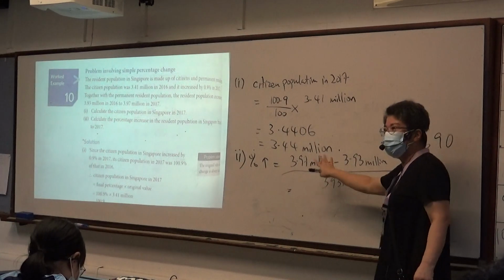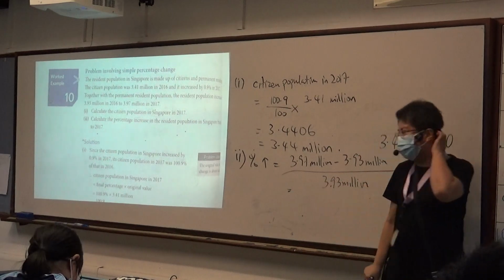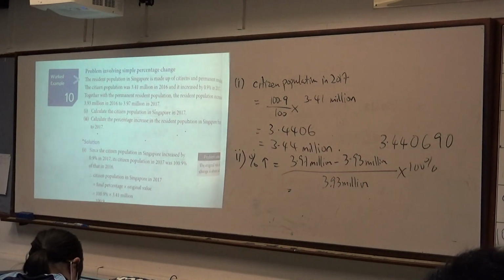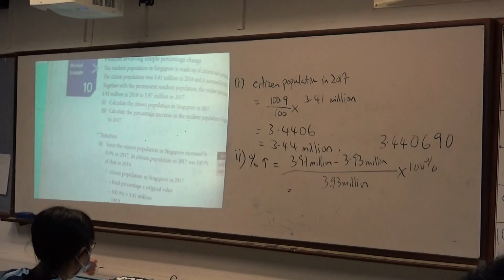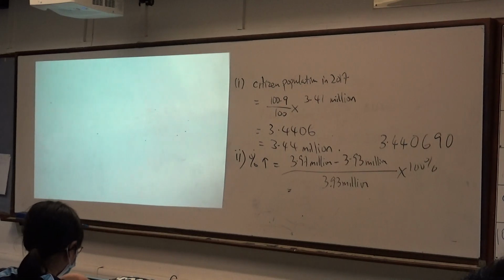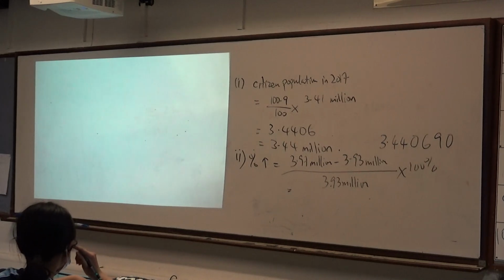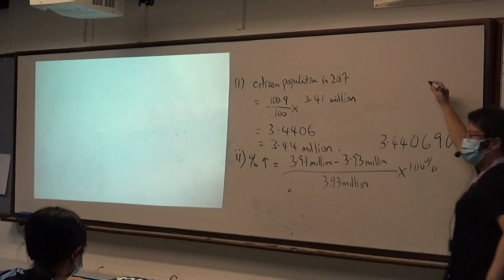Okay, there's no need to key million. Can you see all the million will cancel off, right? So can you just key this over this, then times 100% and tell me what's the answer? Give me the whole thing that the calculator says, one by one.